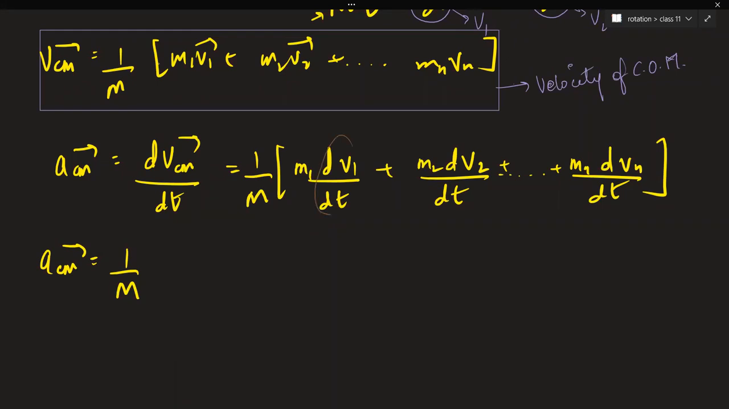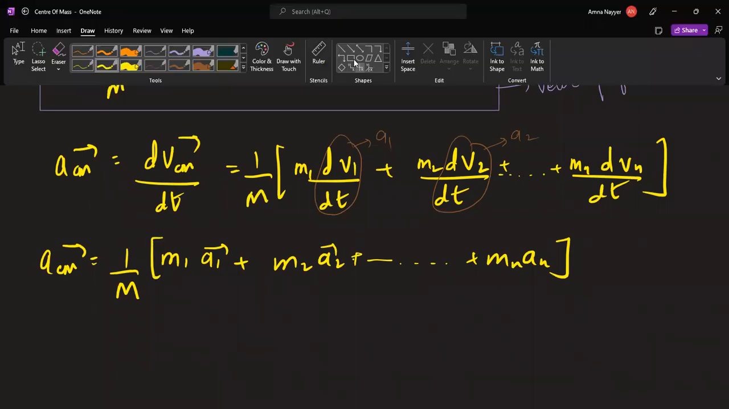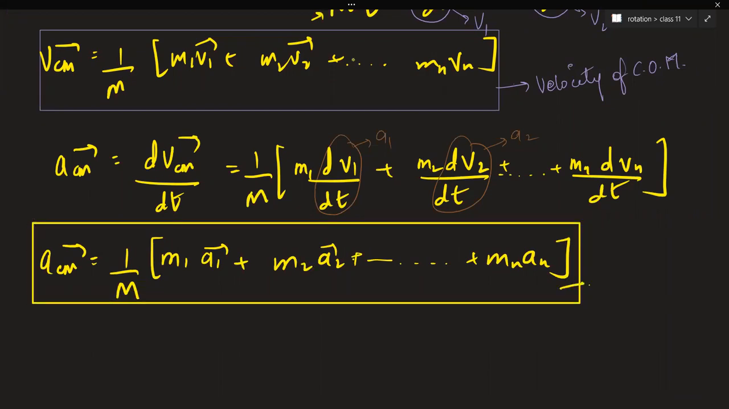Like this. Now see, dv1 over dt, this is acceleration 1. dv2 over dt, that is acceleration 2. So same formula we are obtaining in terms of acceleration as well. That is m1 a1 plus m2 a2 plus up till mn an. Fine, this is the acceleration of center of mass.